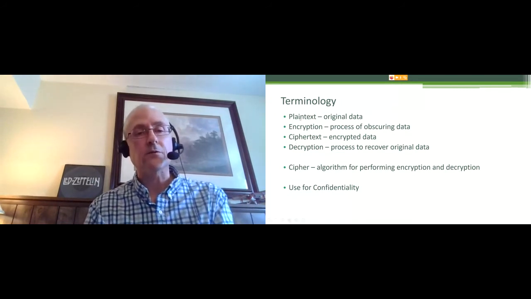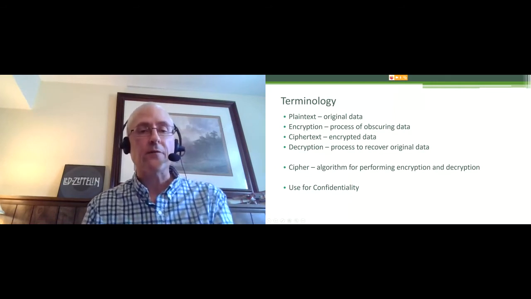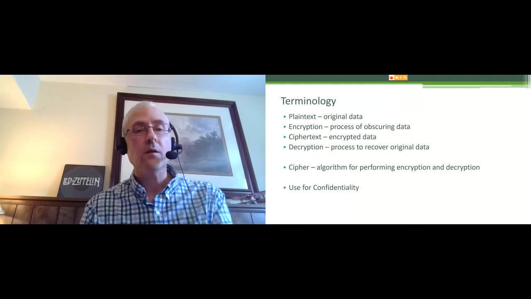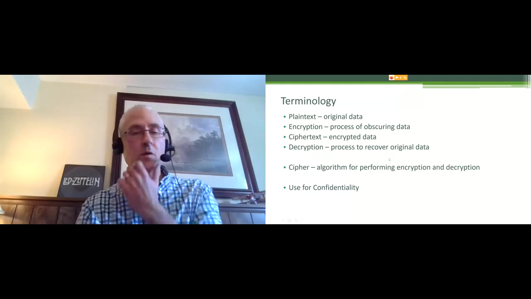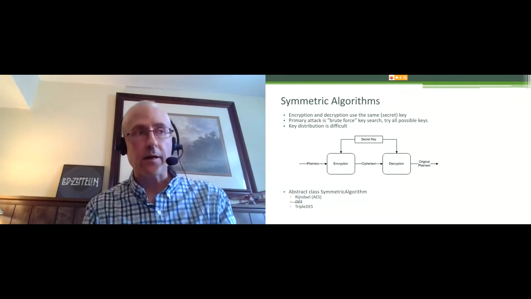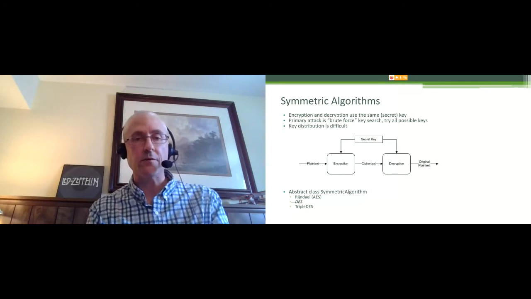So the standard industry terms are: plain text is your original data. Encryption is the process I use to obscure your data. Ciphertext is the encrypted data. Decryption is the process to go back to your plain text. The cipher is the algorithm you use. And the first type of algorithm we're going to look at is called symmetric. When people think about encryption, this is also the first thing they think about.